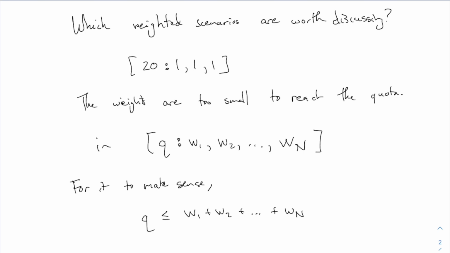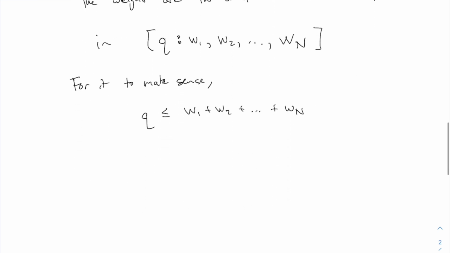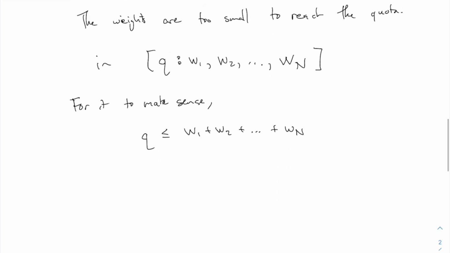Otherwise, if the quota is bigger than all the weights added together, then that means they can never reach the quota, and this is a stupid system, all right? So in order for this to make sense as a realistic weighted voting scenario, the quota has to be less than or equal to. I hope you're all cool with this thing. This means less than or equal, right?